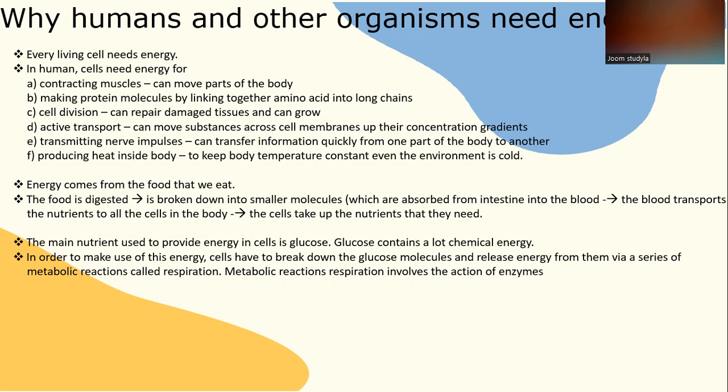The main nutrient used to provide energy in cells is glucose. Glucose contains a lot of chemical energy. So in order to make use of this energy, cells have to break down the glucose molecule and release energy from it via a series of metabolic reactions called respiration. Metabolic respiration involves the actions of enzymes.